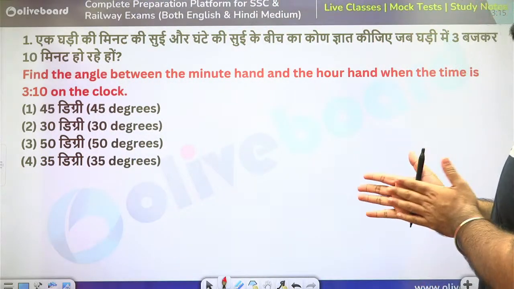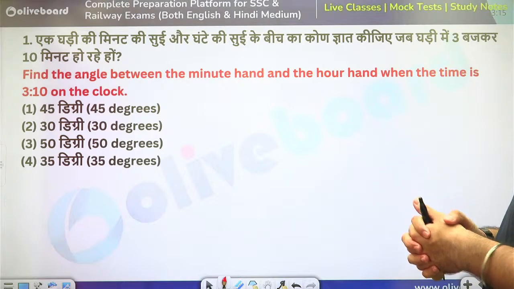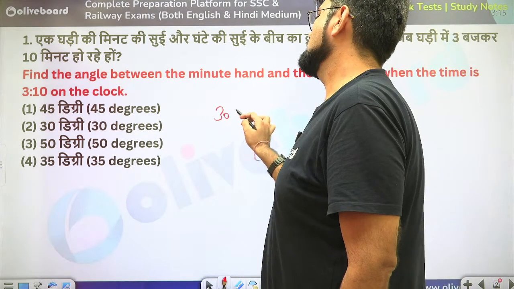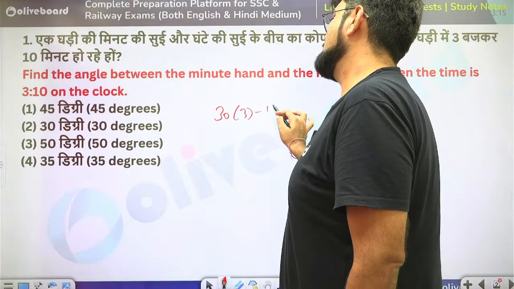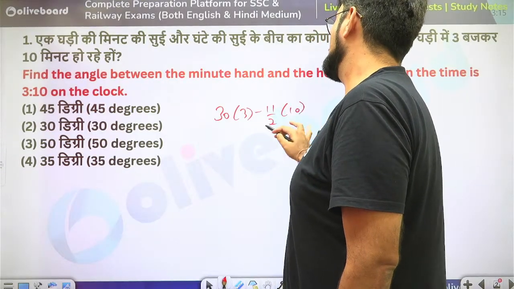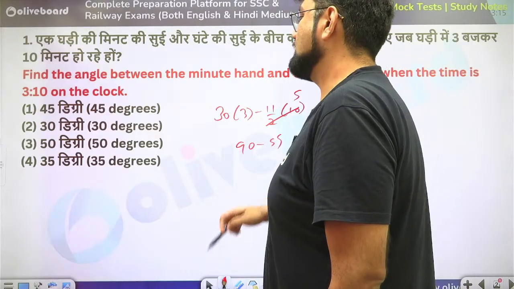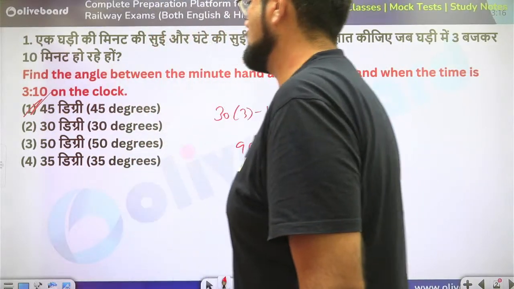So this is the very first question. The angle between the minute hand and the hour hand when the time is 3:10 on the clock. Now the formula for angle is 30h minus 11 by 2 into m. So this is 55 and this is 90. 90 minus 55 is 45 degree. Option A. Option 1 is the correct answer.